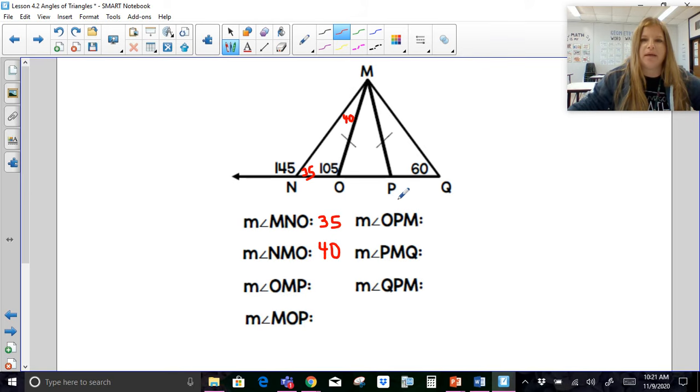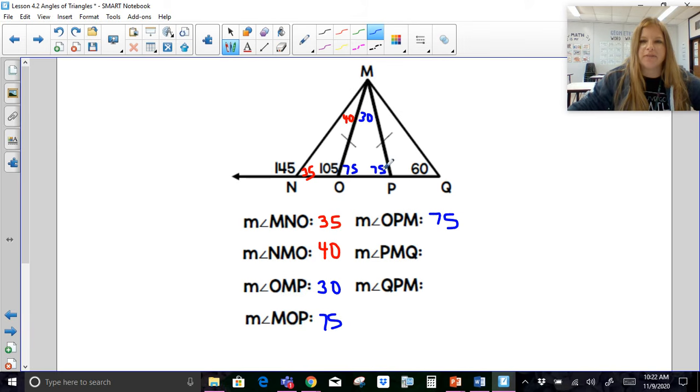OMP. Now let's take a look. OMP is this angle here. I've got these two base angles. This is an isosceles in the middle. So if this is 105, then this is 75. And if it's isosceles, then this is 75. 75 plus 75 is 150. Subtracted from 180 is 30. MOP, I marked out as 75. OPM, I also marked up as 75.